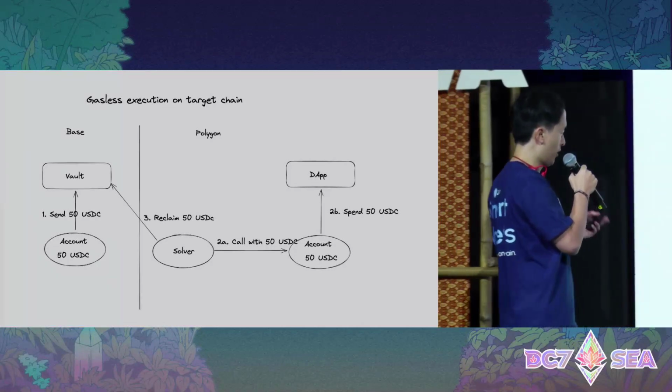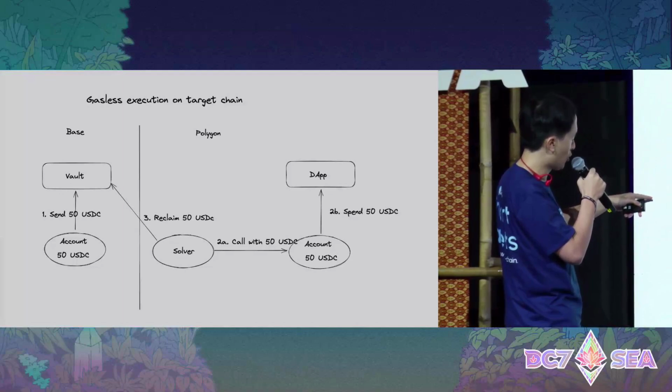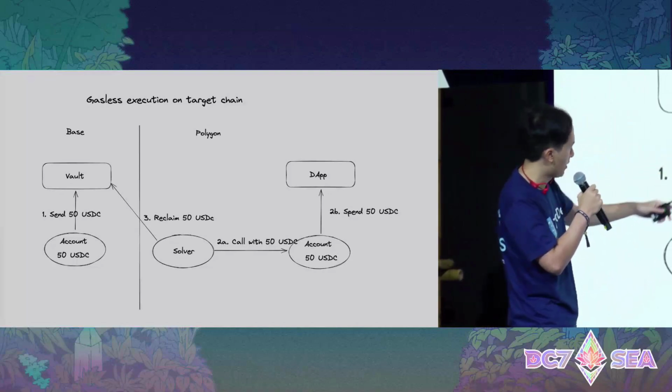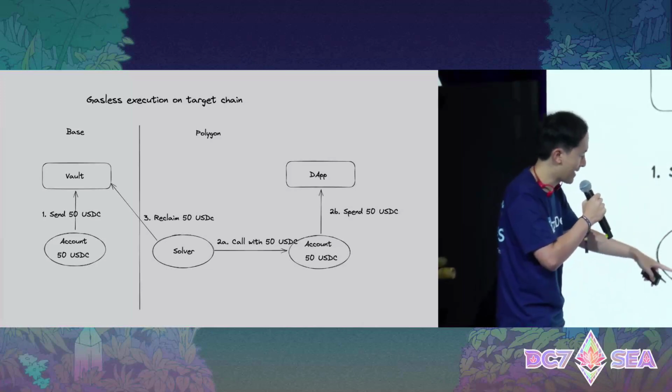But this system is still not perfect, because if you look at the source chain, to actually execute a transaction on the target chain, you still have to first send a transaction on the source chain, right? So you still have to hold the gas here.